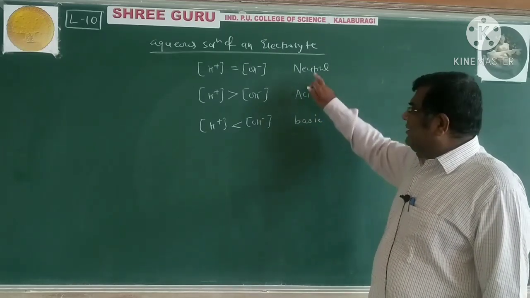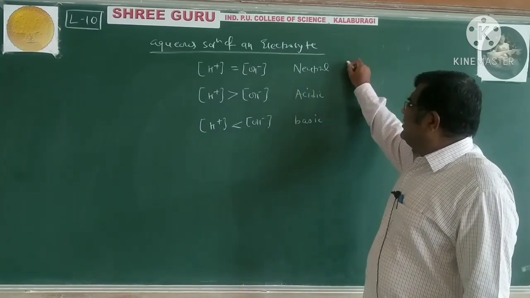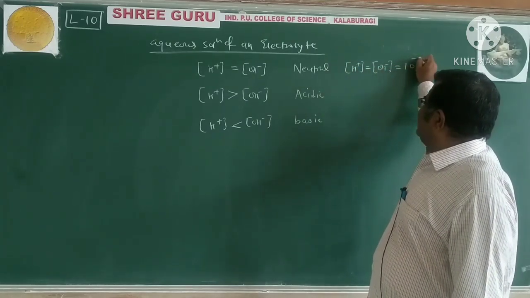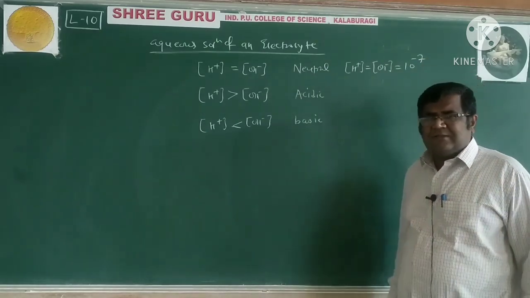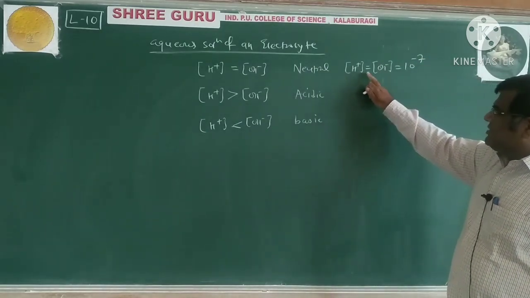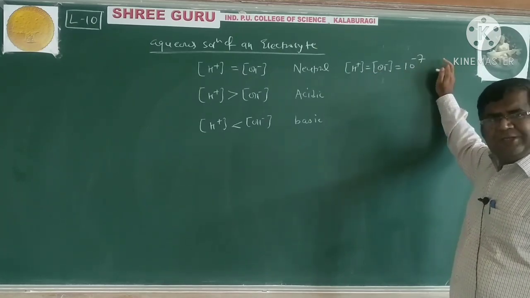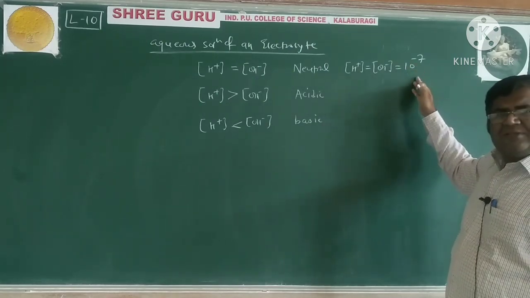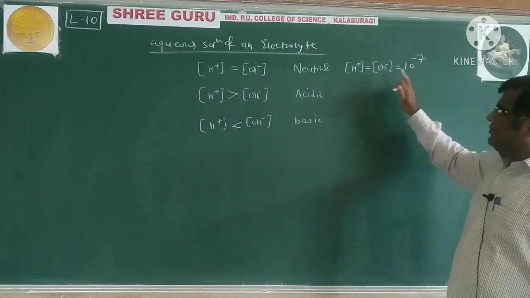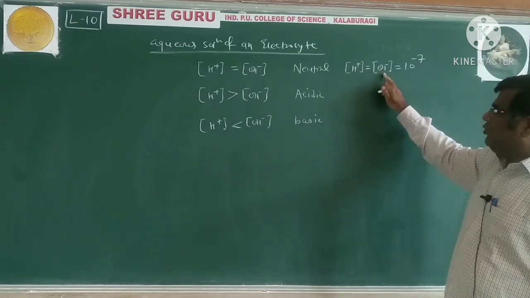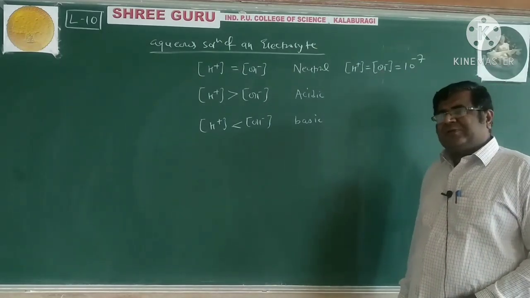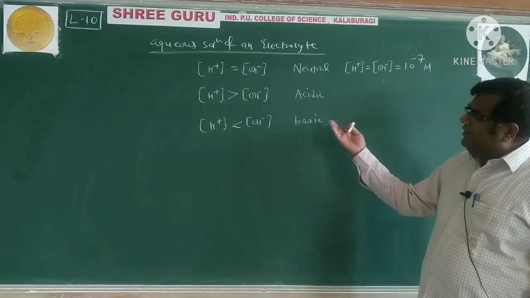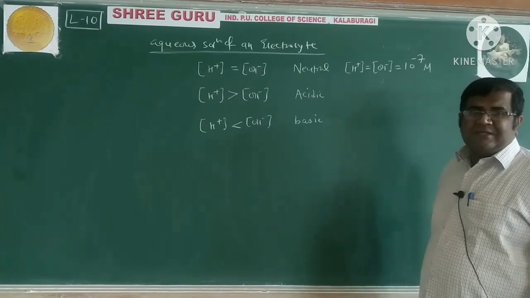If both are equal, it means H plus ion concentration is equal to OH minus ion concentration is equal to 10 raised to minus 7, because H plus ion concentration into OH minus ion concentration is 10 raised to minus 14. So 10 raised to minus 7 multiplied by 10 raised to minus 7 is equal to 10 raised to minus 14. So H plus ion concentration is equal to OH minus ion concentration, and that equals 10 raised to minus 7 mole per liter. Then the solution is neutral. If it is greater, acidic. If it is less, it is basic.